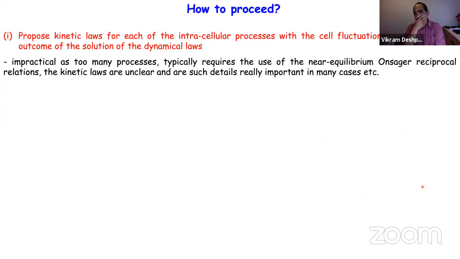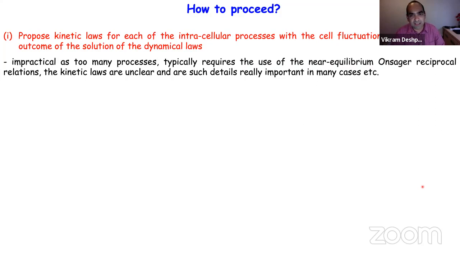So the question is, given all this complexity, how do you proceed? Now, there's an obvious way. You say that we know every single kinetic process that is happening, and we propose some kinetic law for it, and then we'll have some very complex dynamical system, and we come up with the solution. The solution of the problem is the outcome of the solution of the dynamical law. Now that's impractical because typically there are too many of these processes happening.